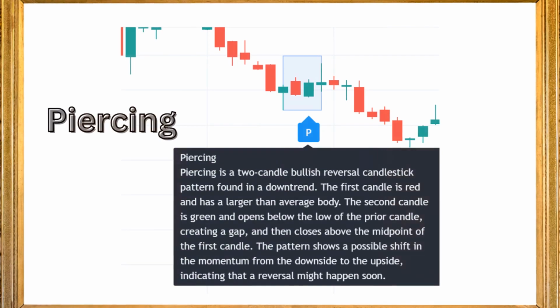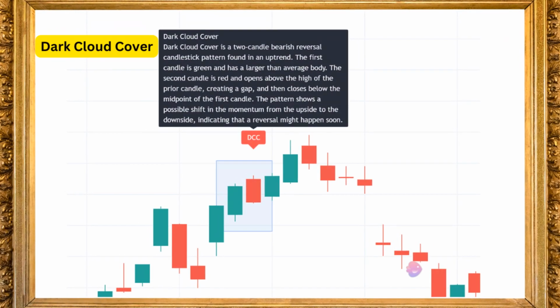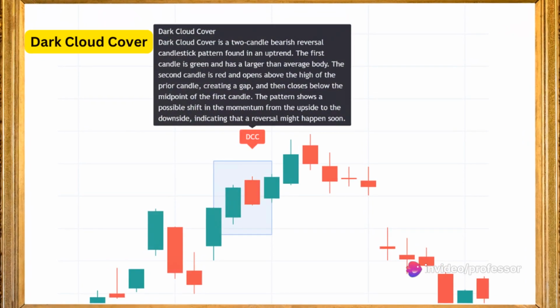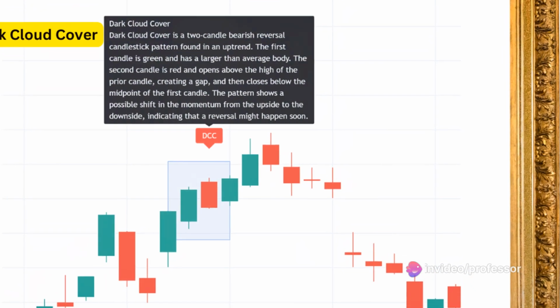Dark cloud cover. The dark cloud cover is a bearish reversal pattern that appears after an uptrend. It also consists of two candles where the second candle closes below the midpoint of the first candle.